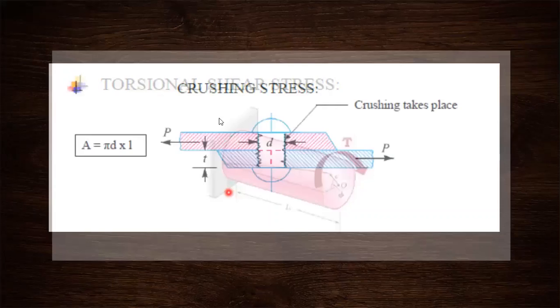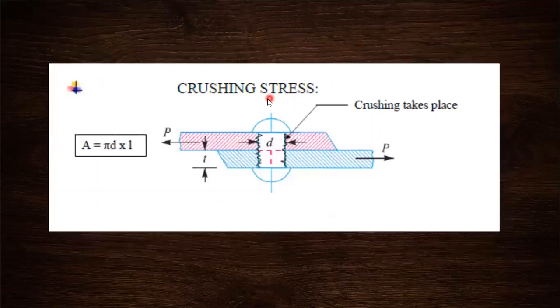Next we will be going with the crushing stress. Here there are two plates, with loading subjected in the opposite direction. One will be in the left direction and another will be in the right direction. Due to this, a shearing stress will be induced, and due to the shearing stress, the rivets are broken.